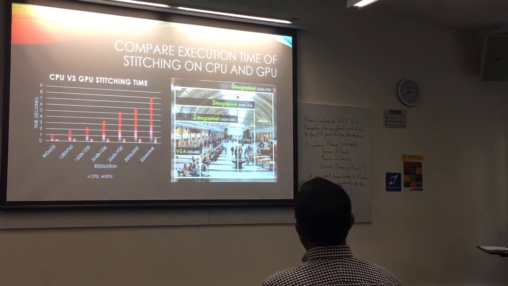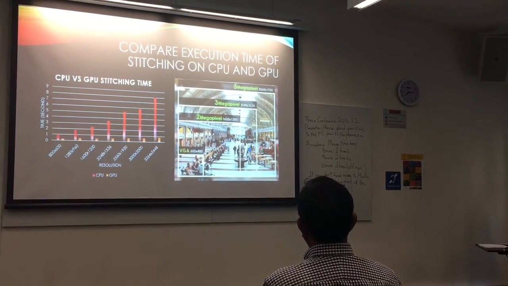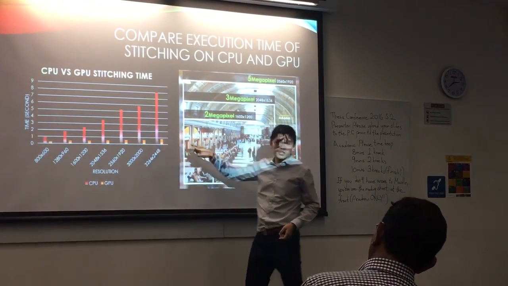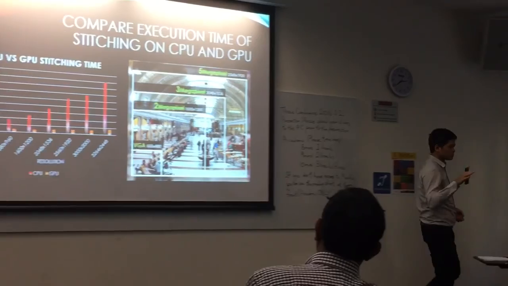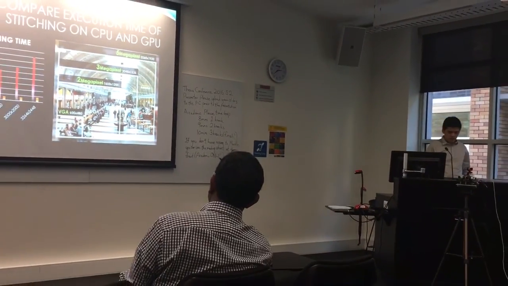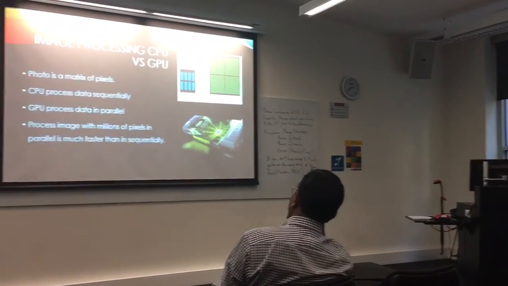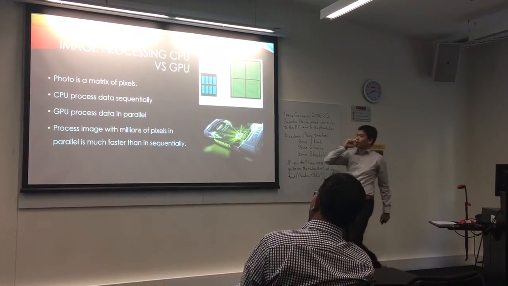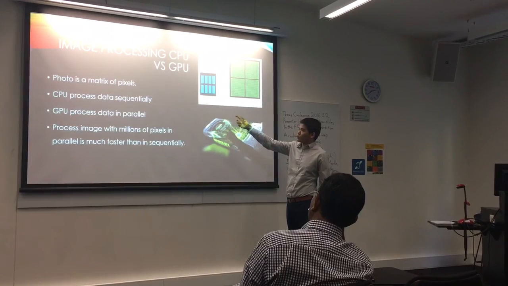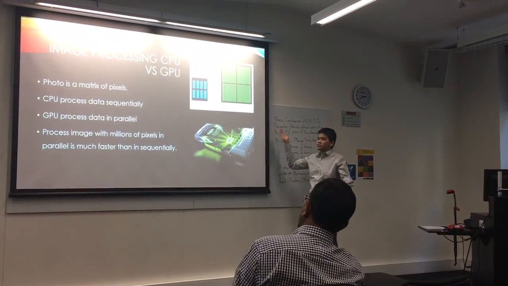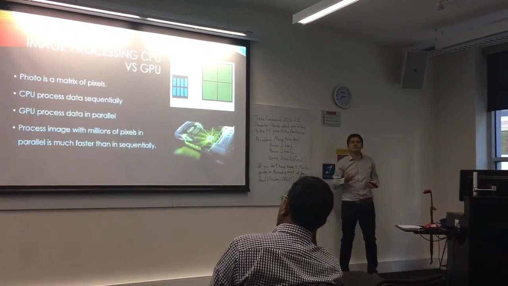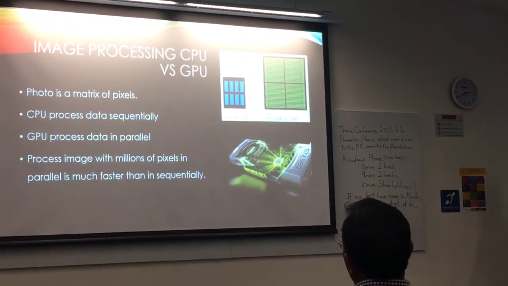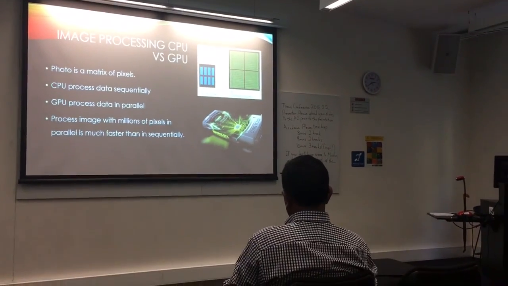So for GPU, I compared CPU and GPU as well. As you see here, GPU runs faster. The more pixels you run, the more you need. I quickly checked the difference between CPU and GPU. It involves a lot of matrices, right? So we use GPU because GPU processes the pixels in parallel, while the CPU processes sequentially.